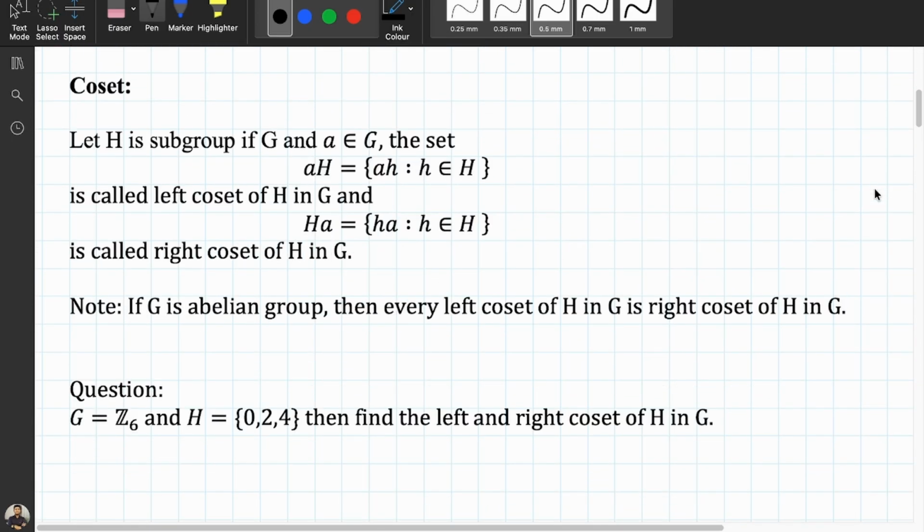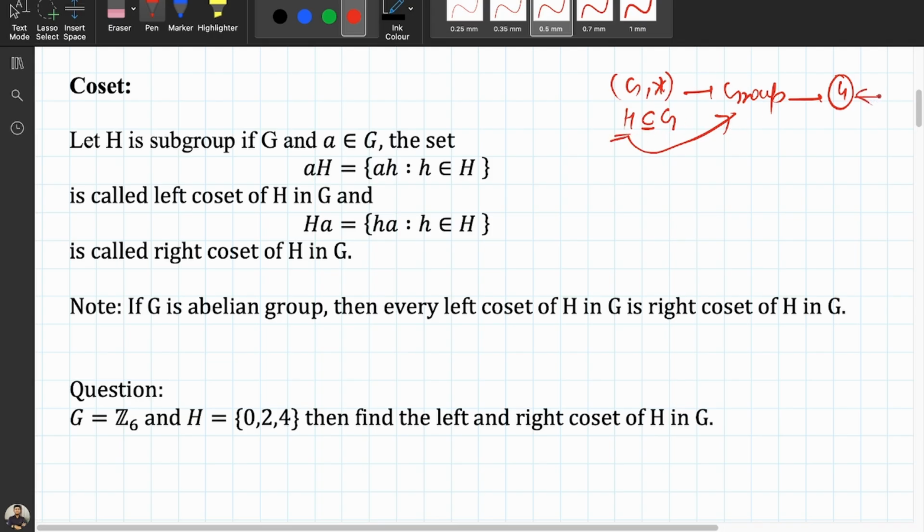So what do you mean by cosets? First of all, you should know what a subgroup is. Let's say (G, *) is a group, which means it satisfies certain four properties. What are those four properties? Closure property, associativity, identity, and inverse of each element. Now let's say H is any subset of G which is also a group under the same composition. It means this is also satisfying these four properties. That is known as a subgroup.